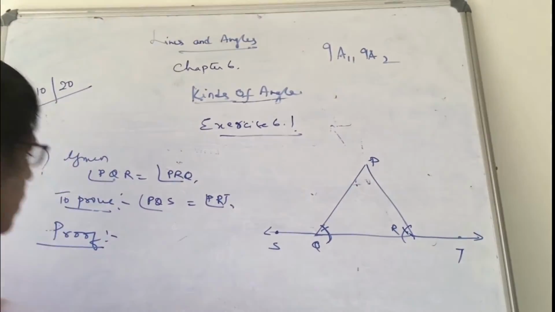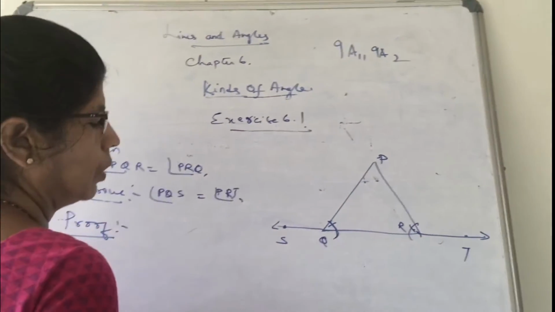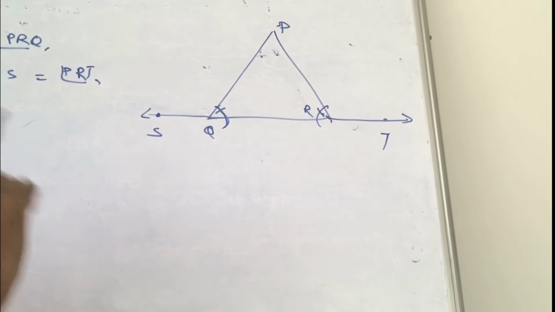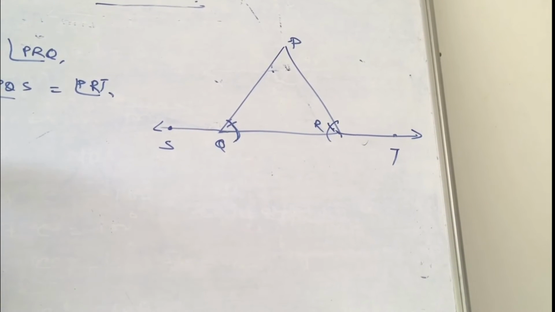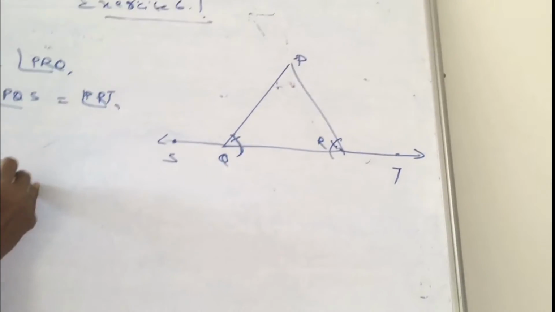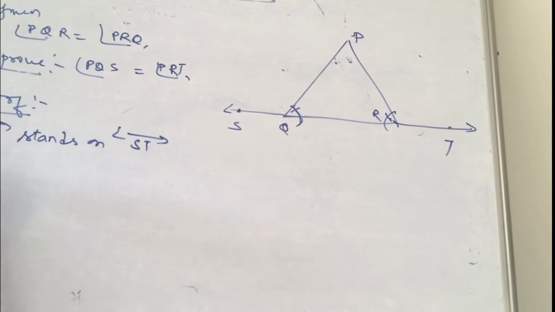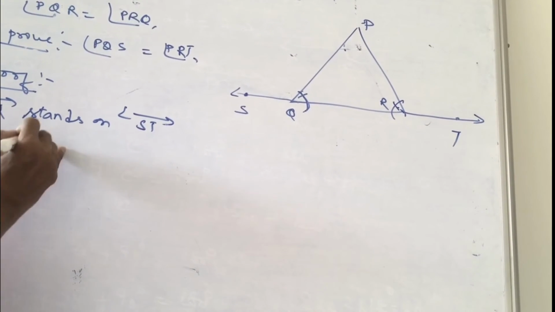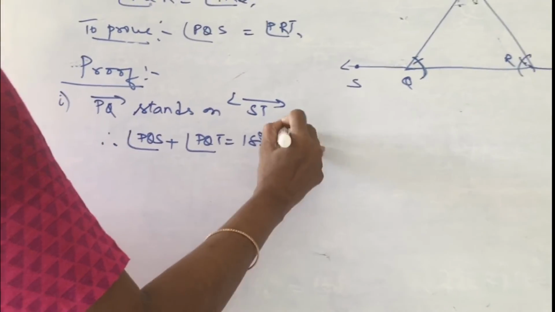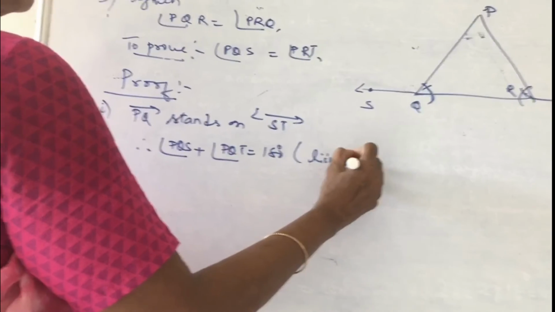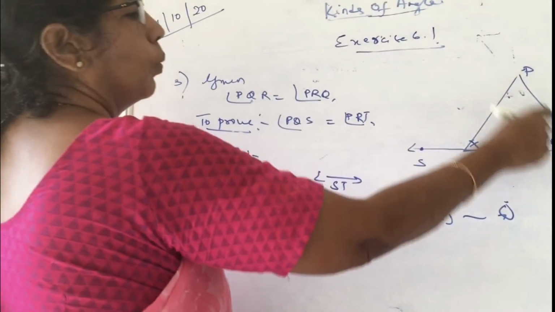A simple question, girls. 1. Observe carefully. ST is what? ST, a line. What is PQ? A ray. Ray PQ stands on line ST. Therefore, angle PQS plus angle PQT is equal to 180 degrees. The reason is a linear pair. Equation 1.